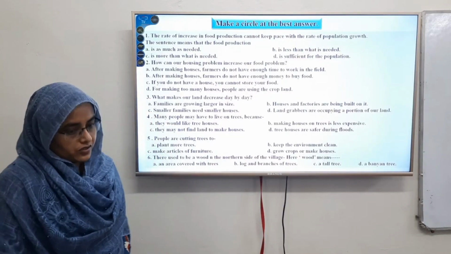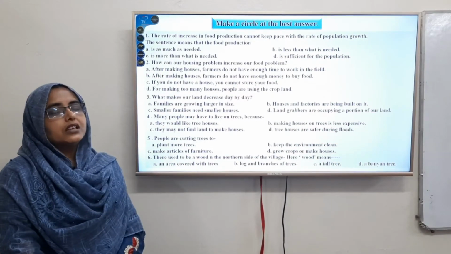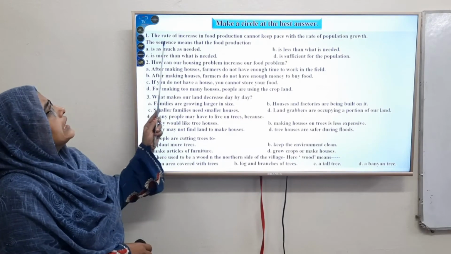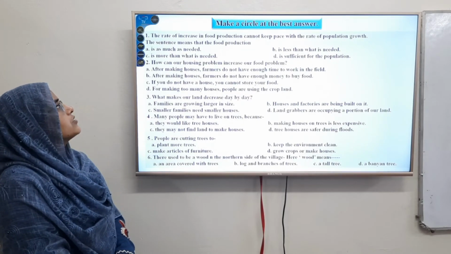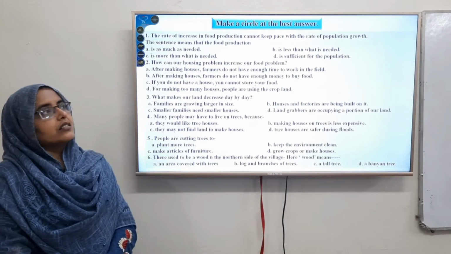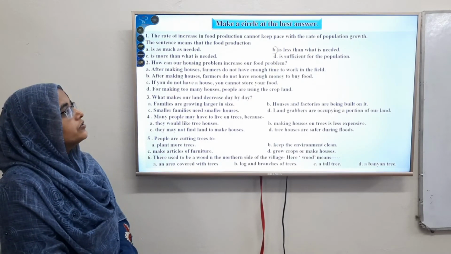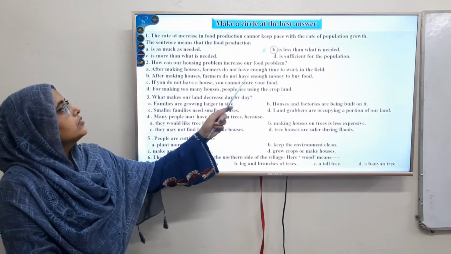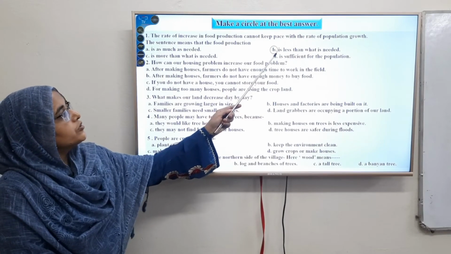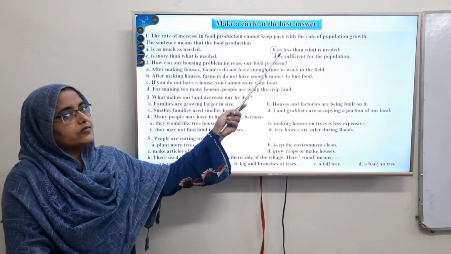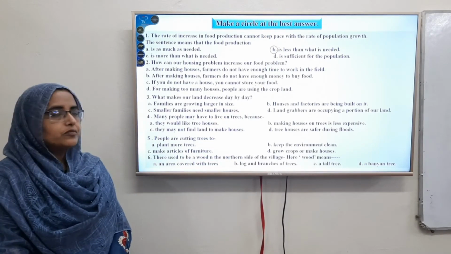The questions are also in your textbook. If you have your textbook at hand, then you can give the answer of these questions. Learner says the question, the rate of increase in food production cannot keep pace with the rate of population growth. What is the meaning of food production? Because population growth is increasing, but food production is less than what is needed.